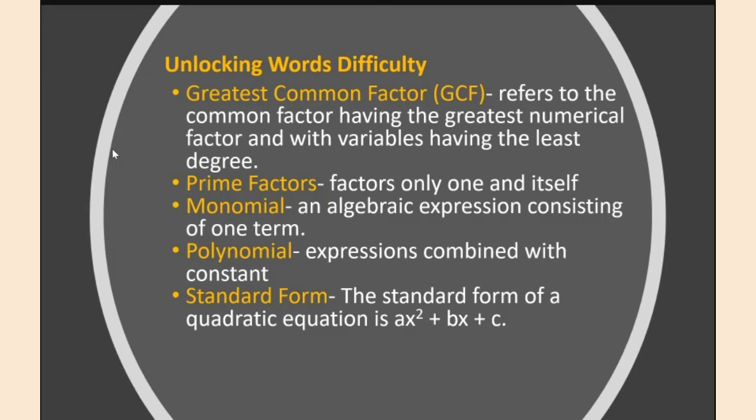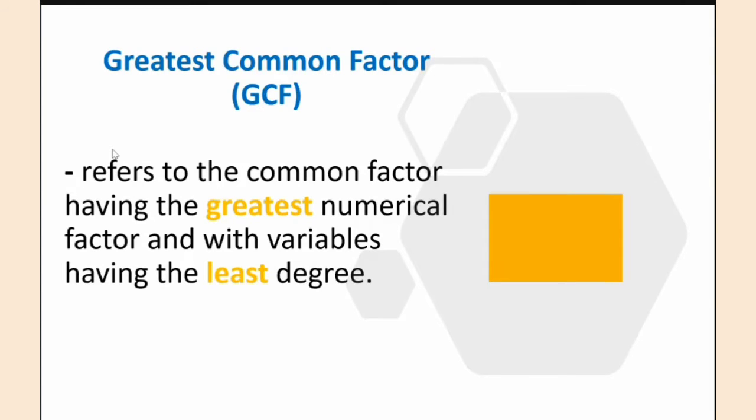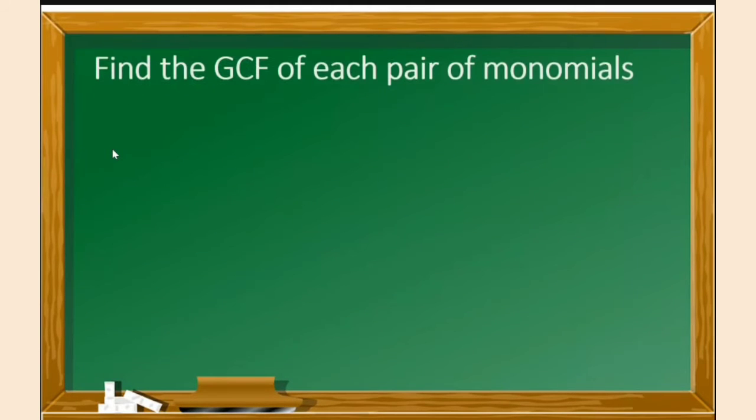How about standard form? The standard form of a quadratic equation is ax squared plus bx plus c. When we say standard form, it should be arranged in order from the highest degree to the lowest, or to the constant. As you can notice, ax squared plus bx plus c is arranged according to degree. Now, again, the greatest common factor has the greatest numerical factor and the least degree. So to understand better, let's have an example.